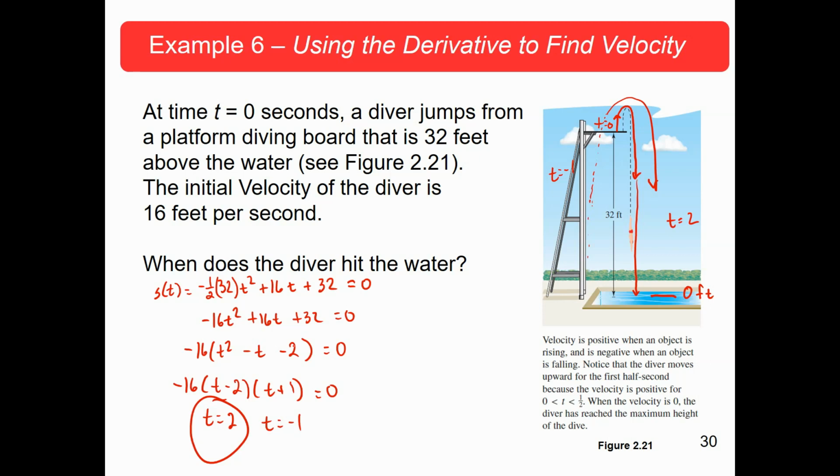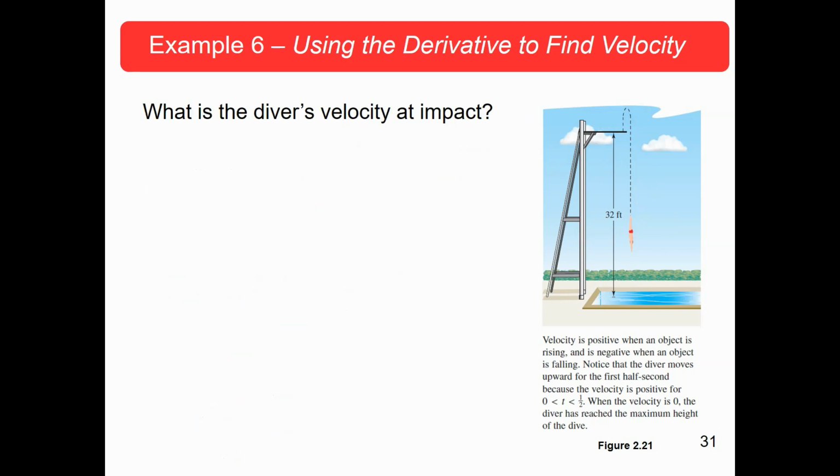Okay, so when does he hit it? At 2 seconds. Let's always make sure and put our units on here. So the second part of this question is, what is the diver's velocity at impact? Well, I know that s of t equals negative 1/2 of 32, so negative 16t squared plus 16t plus 32, right? I know that impact happened at t equals 2.